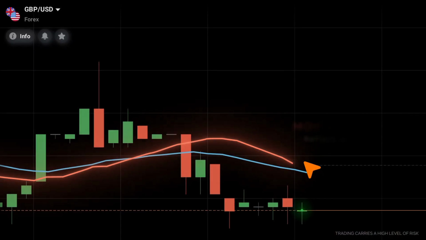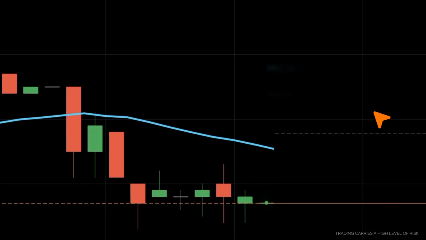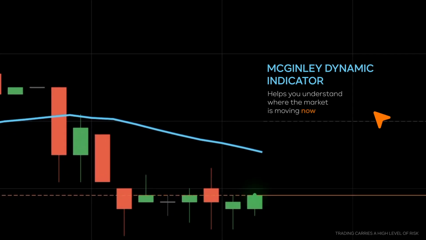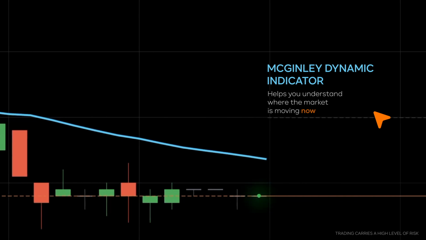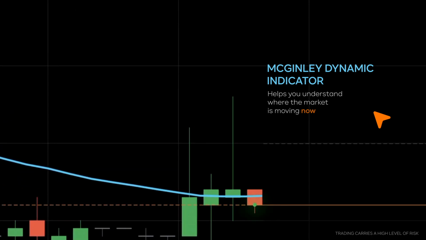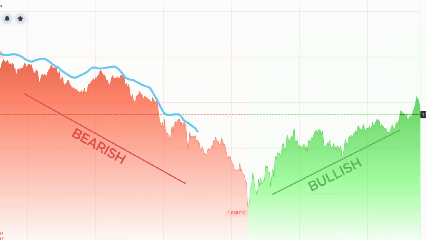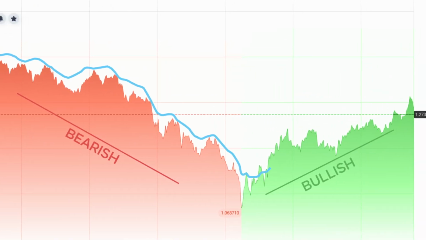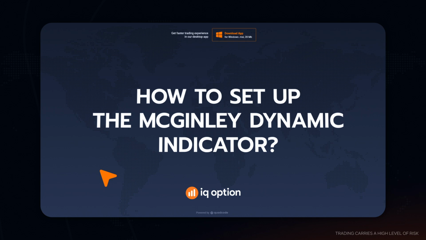Unlike moving averages, which reflect price performance for the past periods but not for the current moment, the McGinley Dynamic can help you get a better understanding of where the market is moving now and do so in a timely and accurate manner. The McGinley Dynamic rapidly moves together with a changing market, automatically adjusting itself to new conditions. The indicator moves faster in bearish markets, as their consequences are usually more devastating for retail traders, and slower in bullish markets.